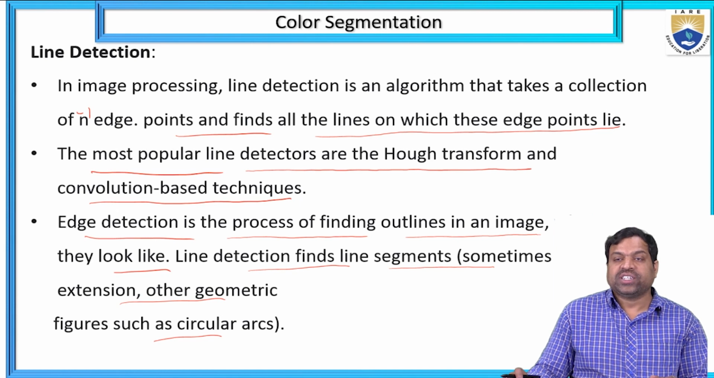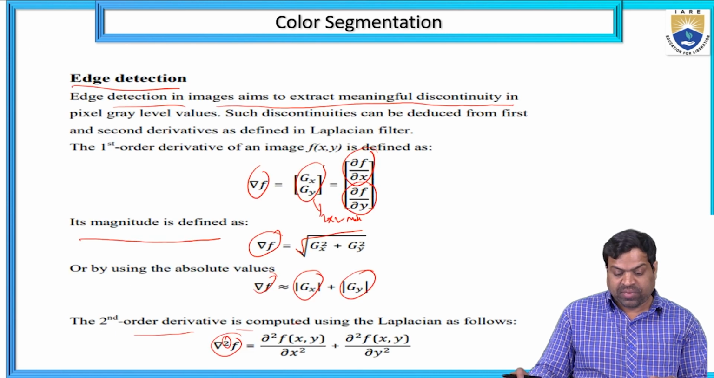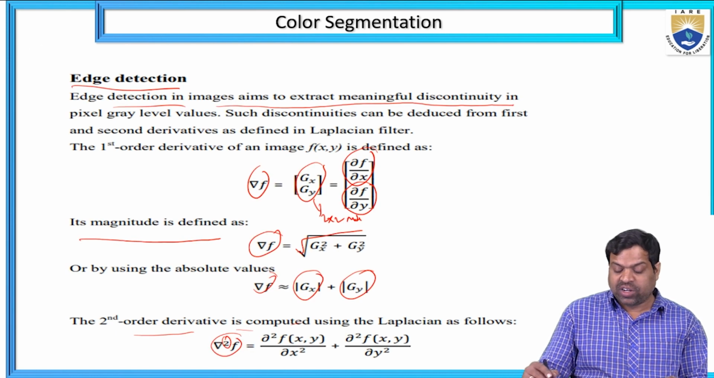Line detection is an algorithm that takes a collection of n edge points and finds all the lines on which these edge points lie. The most popular line detection methods are the Hough transform and the convolution based technique. Edge detection is the process of finding the outline of an image, whatever they look like. Line detection finds the line segments. So edge detection is finding the edges.